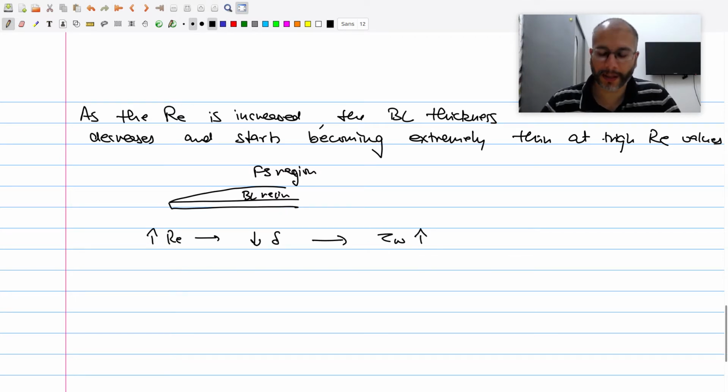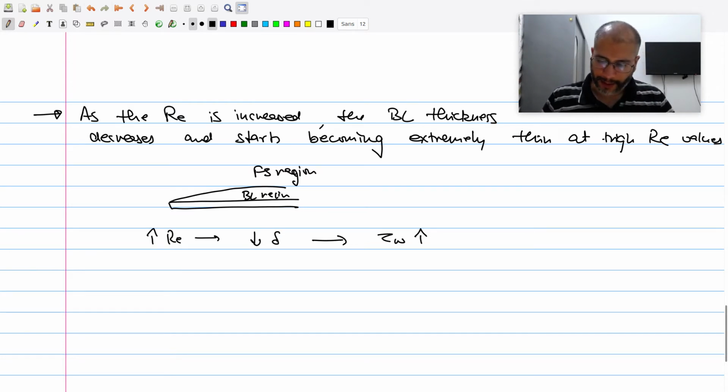Because tau wall is related to the rate of change of the velocity in the y direction. So if your thickness is small, then the flow has to go from 0 to the free stream velocity in a smaller distance. So that means that the slopes are going to be high. So tau wall is going to be high. So that's all the more reason not to neglect the boundary layer in the complete analysis. It is important all the more when the Reynolds number increases and the boundary layer thickness becomes small. So don't neglect the boundary layer just because the Reynolds number is high and overall you see that the layer is very thin.